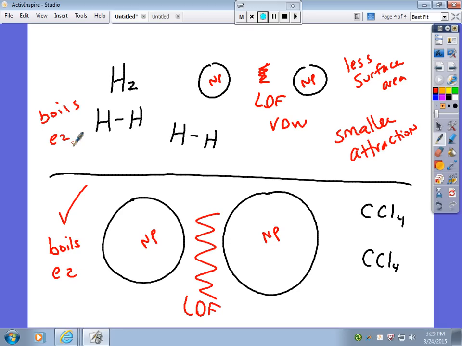But which one boils faster? This one does, because there's less attraction, almost like a piece of sticky tape here. I could take that tape away. This would take me a lot longer to peel these guys apart. So they both boil easily compared to other molecules because their forces of attractions are weak. They both have London dispersion forces, or van der Waals, but this is really wussy and this is less wussy. This is a stronger, weak force. It's an attraction between two molecules.